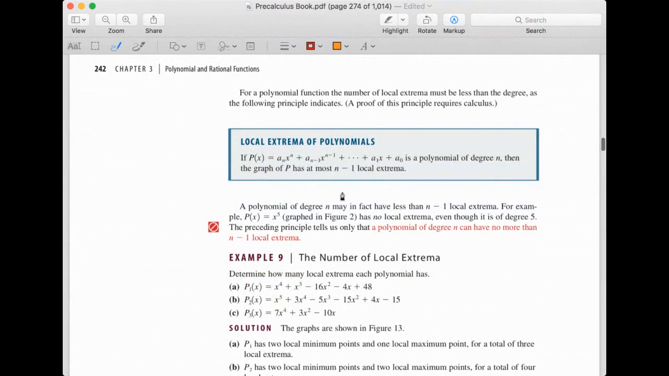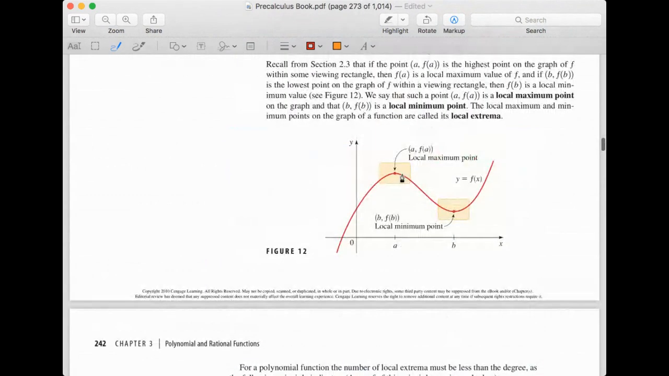Local extrema means local maximum and local minimum, like those points. Why is it local? Because it's only restricted within an interval. We can't call this the maximum or the minimum, because imagine this graph goes on forever. Then the maximum is infinity and the minimum is negative infinity. So we call those local minimum and local maximum.